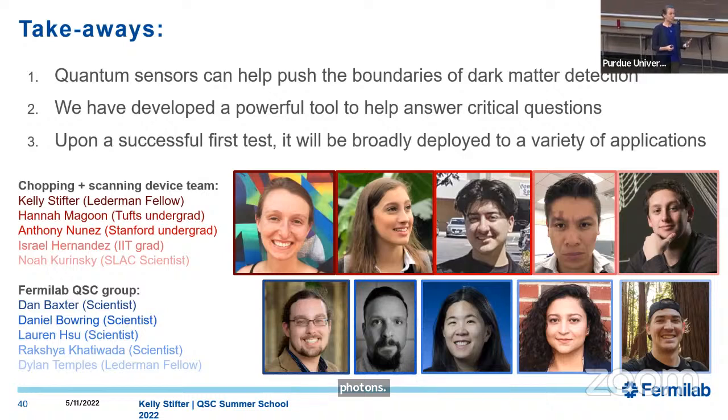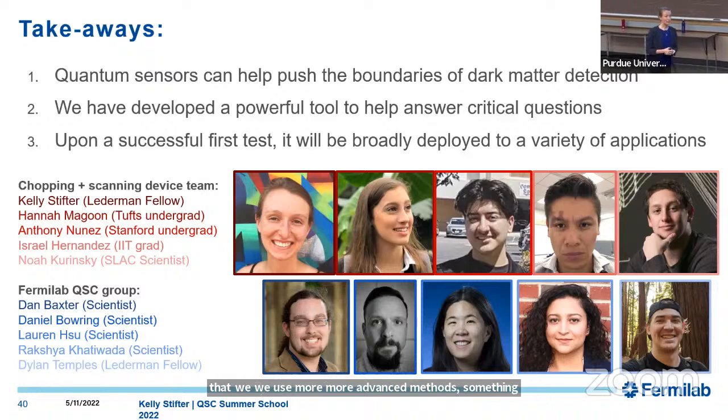And so it's been suggested that we use more advanced methods, something like single photon emitters, like we just heard about previously. That is certainly a really nice solution, right? You can get them on demand and you always get one photon, and they're available in a variety of different wavelengths. That would be great.